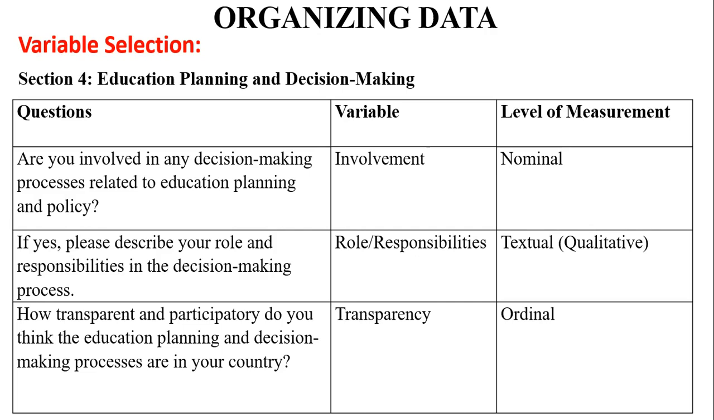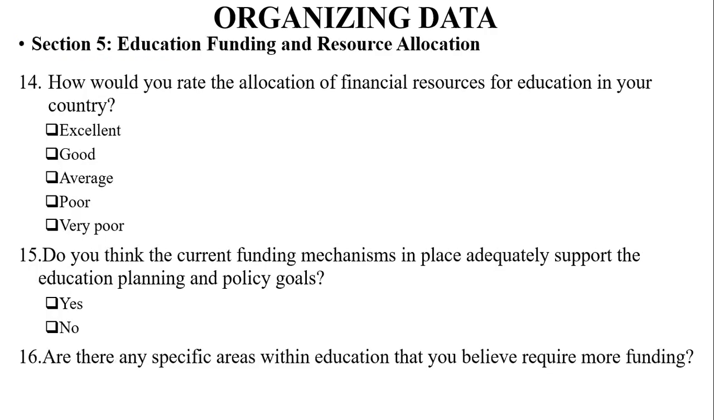And finally, how transparent or participatory do you think the education planning decision-making processes are in your country? The variable being measured here is transparency, and it's going to be measured at ordinal level because we are going to order it.